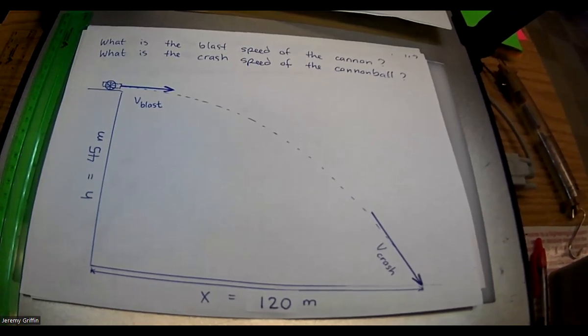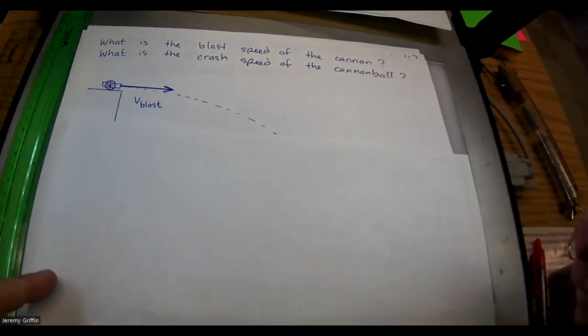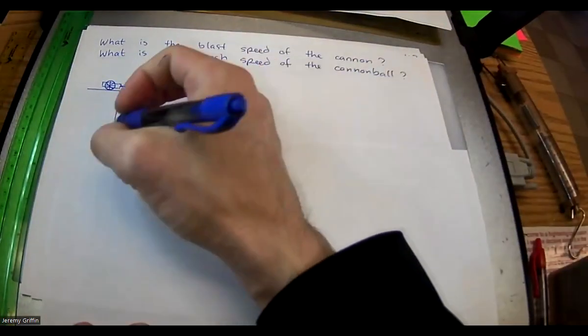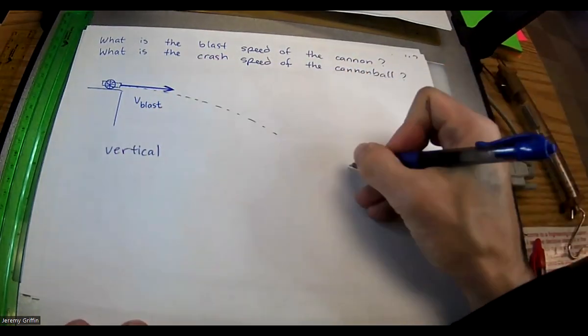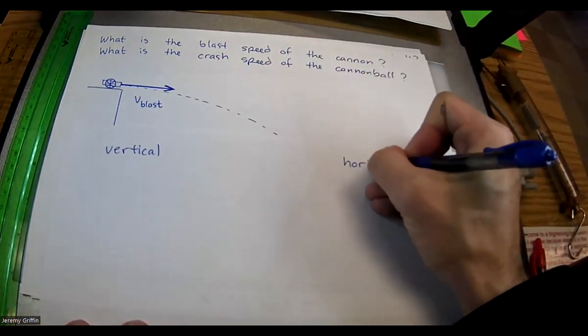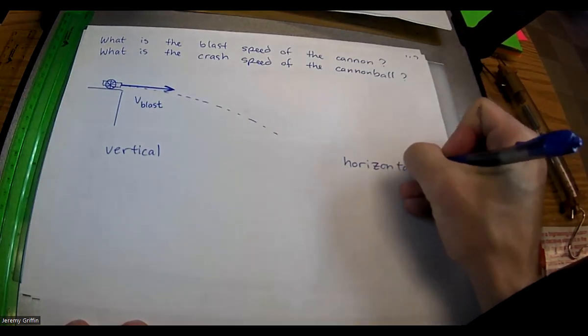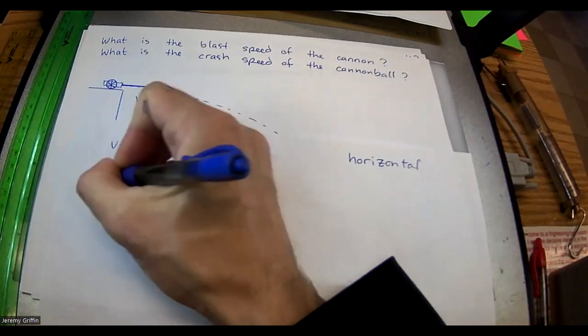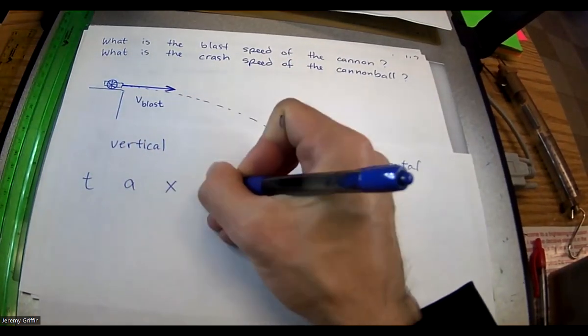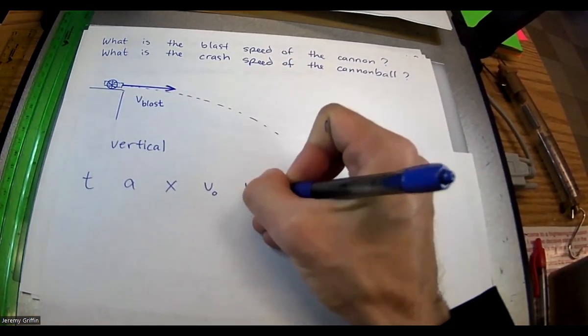So one framework that I'll give you guys to help you approach a problem like this is to break apart what's going on vertically, the vertical motion, versus what's going on horizontally, the horizontal motion. And you guys know there are 5 variables that we're working with: time, acceleration, displacement, initial velocity, final velocity.